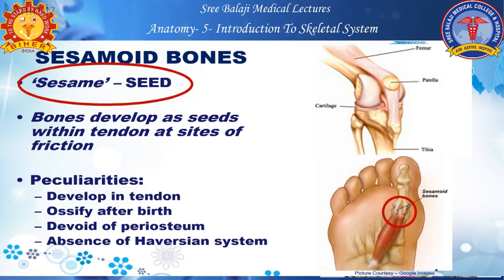They have a few peculiarities. They develop inside a tendon. They all ossify after birth, after the tendon is put into action. They are devoid of periosteum, and in the core of the bones, they do not have a Haversian system.